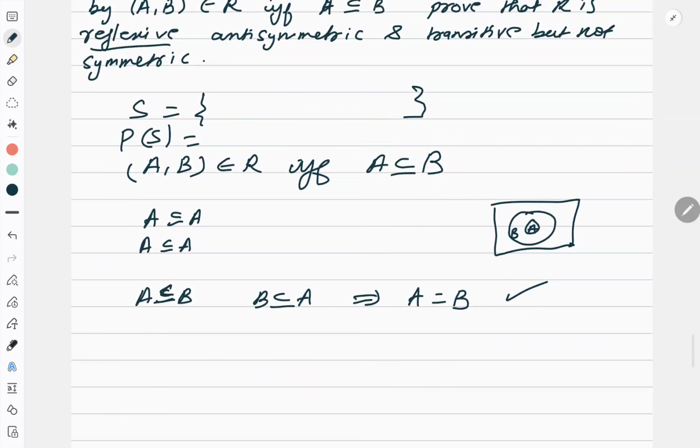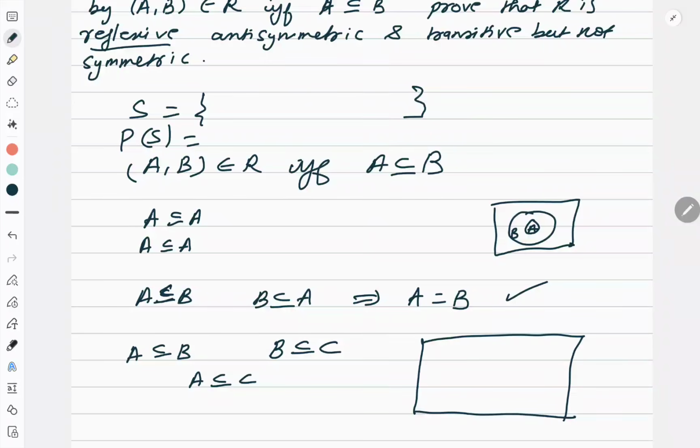Okay, now when I talk about transitive, transitive is again the same thing. If A is a subset of B and B is a subset of C, then definitely A has to be a subset of C. Make a Venn diagram to understand. Okay, what I am saying is A is a subset of B, so A is inside B, and B is a subset of C.